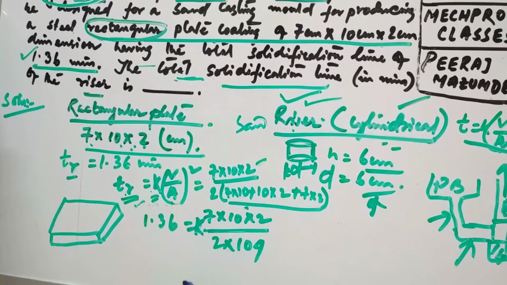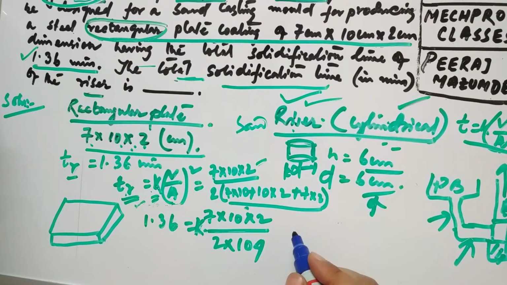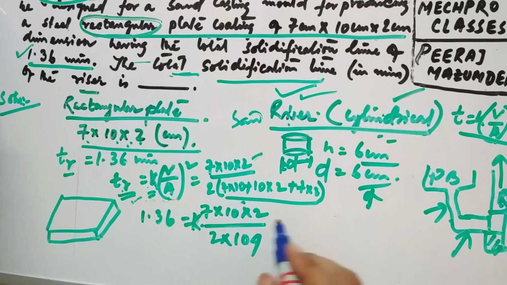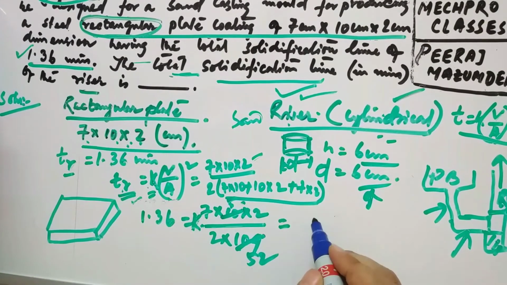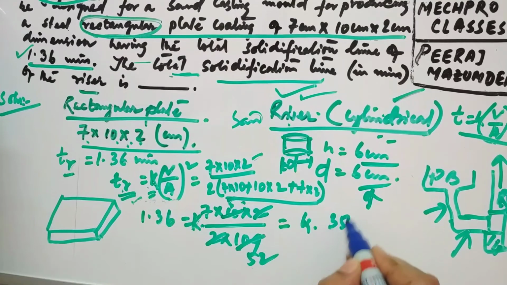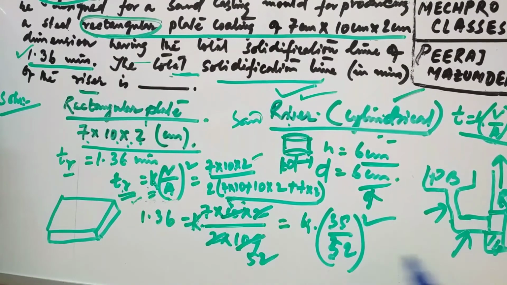Now we can have a simplification over here. 2 into 52, that is 104. Now 2 into 2 cancels out, and this will give you K into 35 by 52, squared. So that much is coming out of simplification.